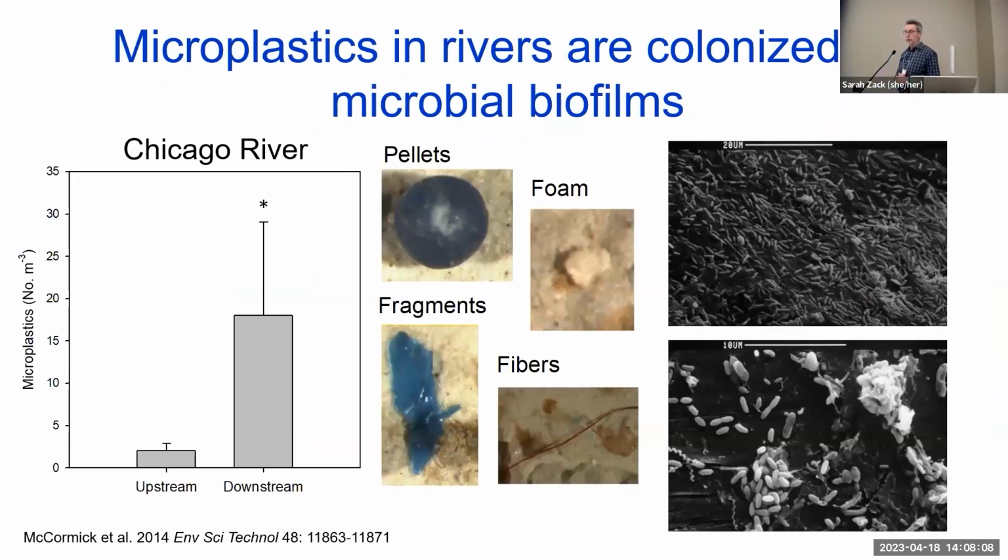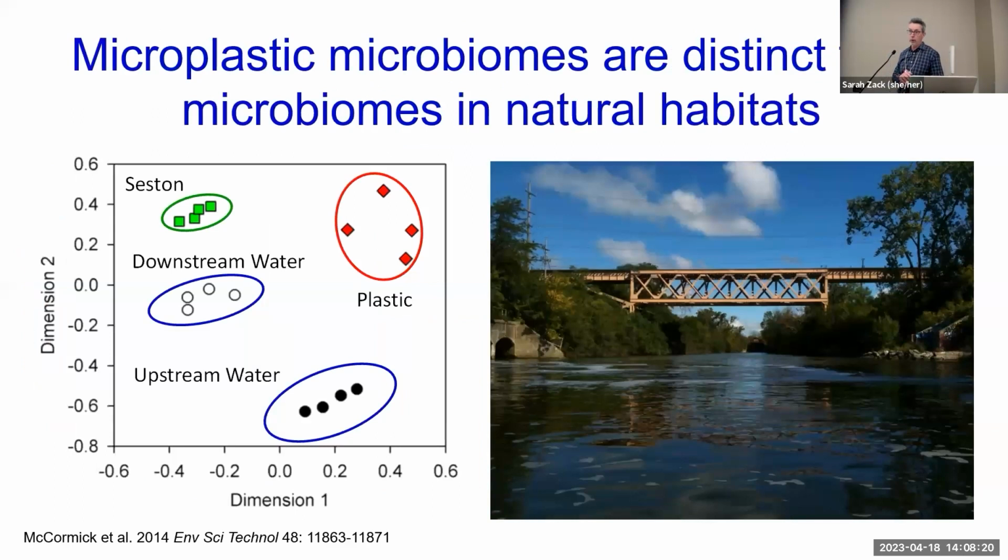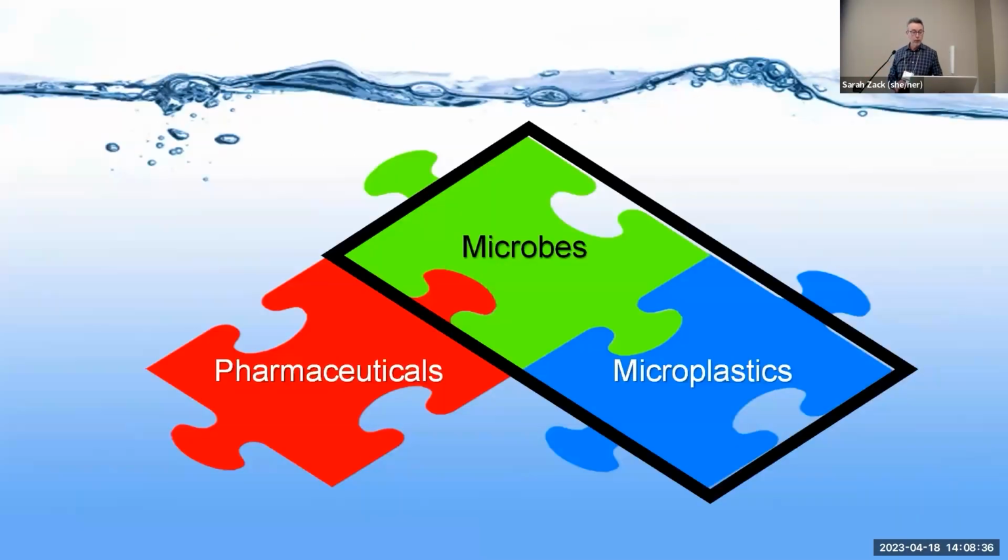When we look at these microplastics that we find in these urban rivers, they're colonized by dense biofilms of microorganisms. So you find microorganisms colonizing all of these different microplastic types. And when we analyze the microbiomes on these microplastics, the types of microbes that you find on the plastic are distinct from the surrounding habitats. So the microplastic microbiomes are different in taxonomic composition from the microbiomes we see in the surrounding water, as well as floating organic material. So that's my explanation of the interaction between microbes and microplastics.